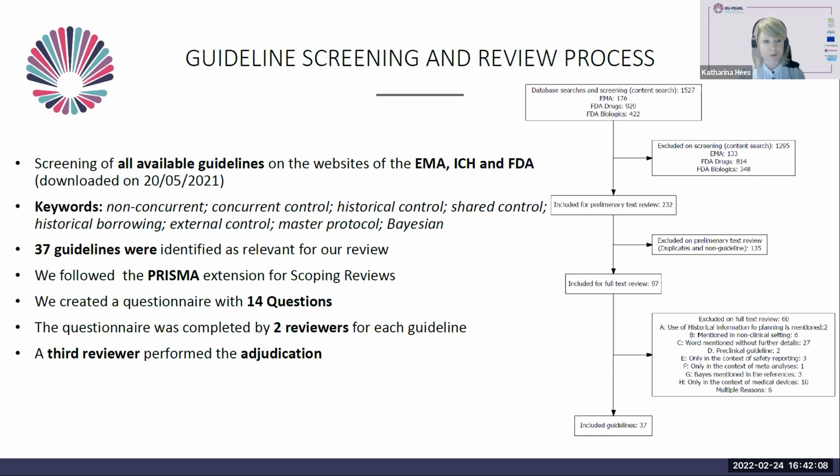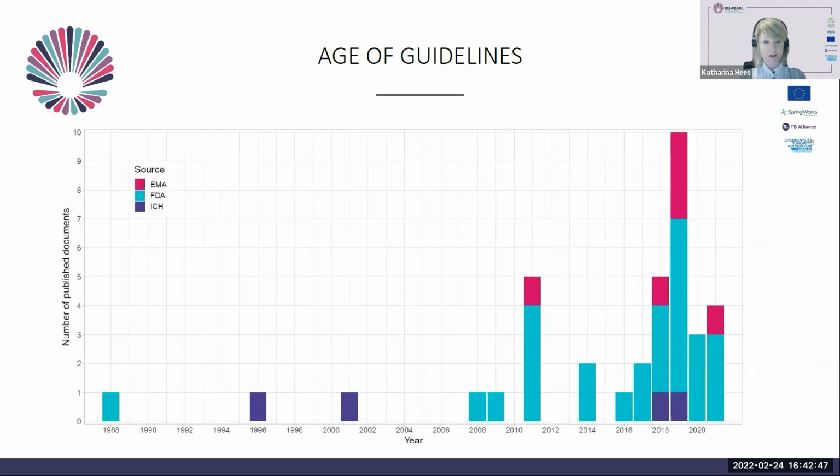And after some pre-screening, for example, we excluded guidelines which were related to medical devices because they are not part of EUPERL. Or we deleted guidelines which were using historic controls just in a preclinical setting or for the planning of a trial. And after this pre-screening, we ended up finally with 37 guidelines. And for all these 37 guidelines, we filled out a pre-specified questionnaire. And this was filled out for every guideline by 2 reviewers. Next slide, please.